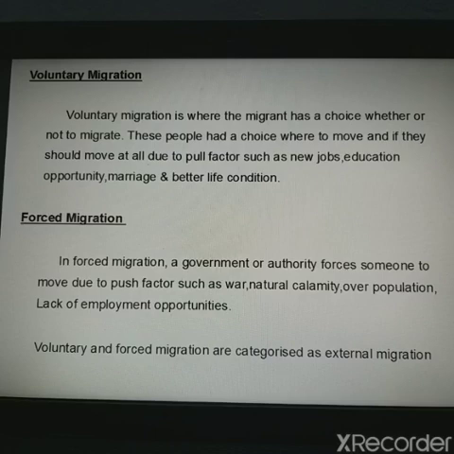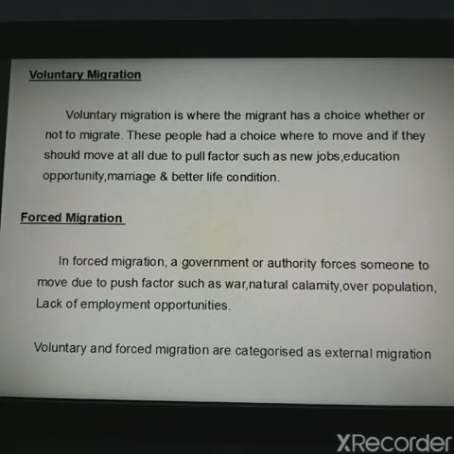Now over here voluntary is an example of pull factor, and forced migration is push factor, where a person is forced to migrate. A government or authority forces someone to move due to push factors, for example war, natural calamity, overpopulation, lack of employment opportunities, etc. Voluntary and forced migration are categorized as external migration. These two are external migration, where it is outside the country.